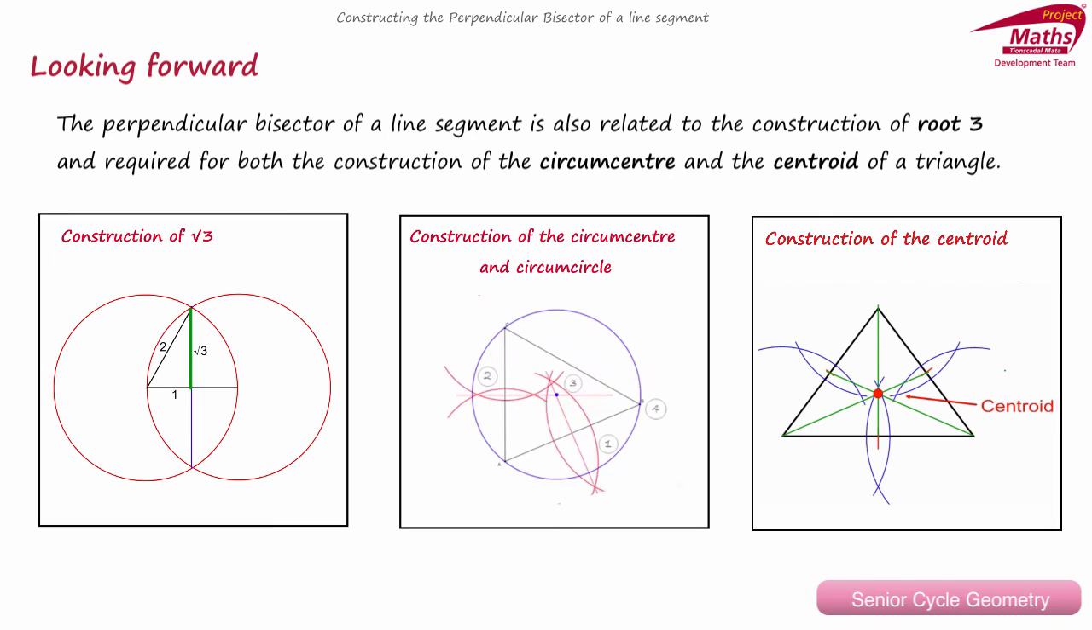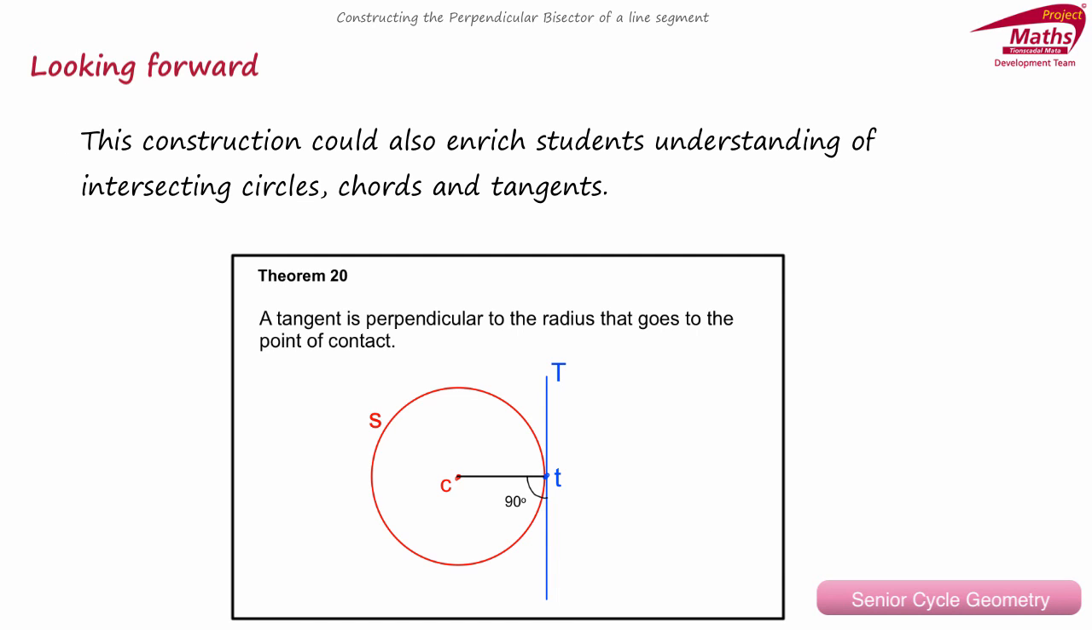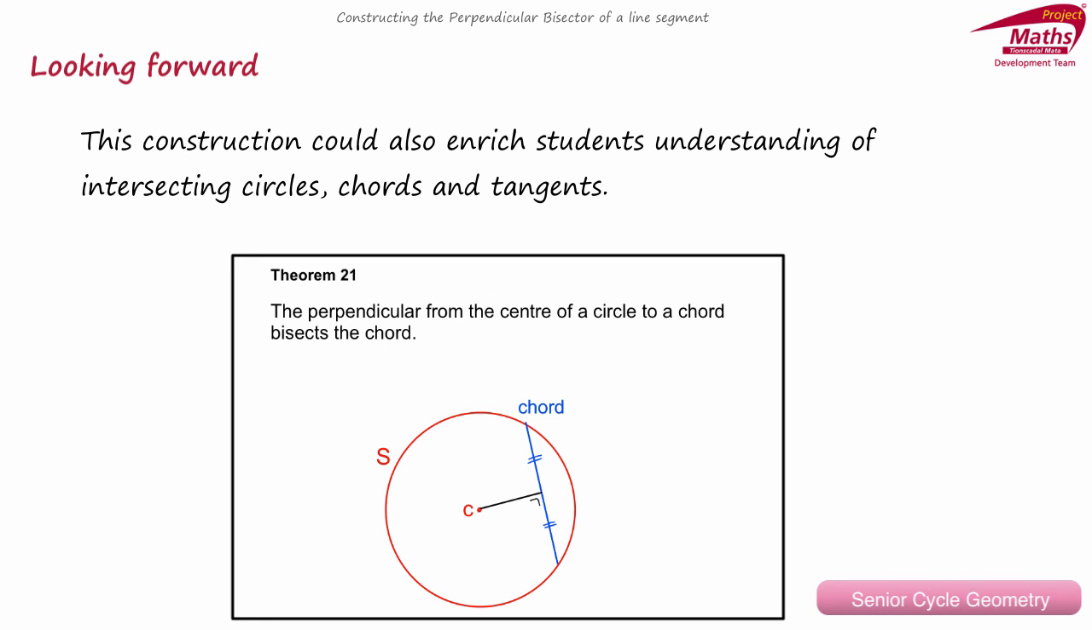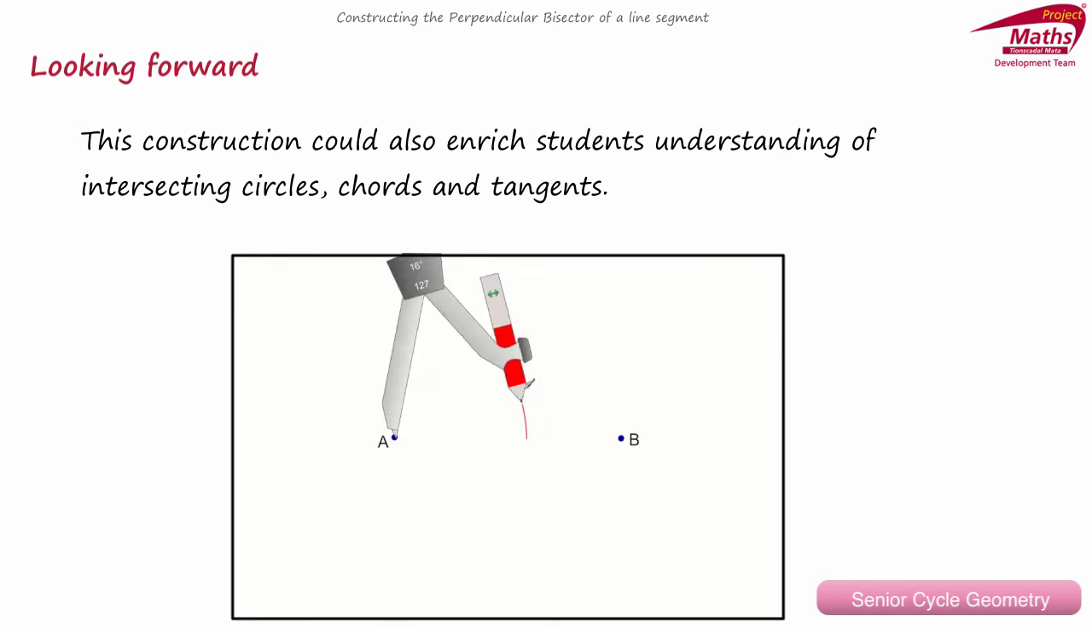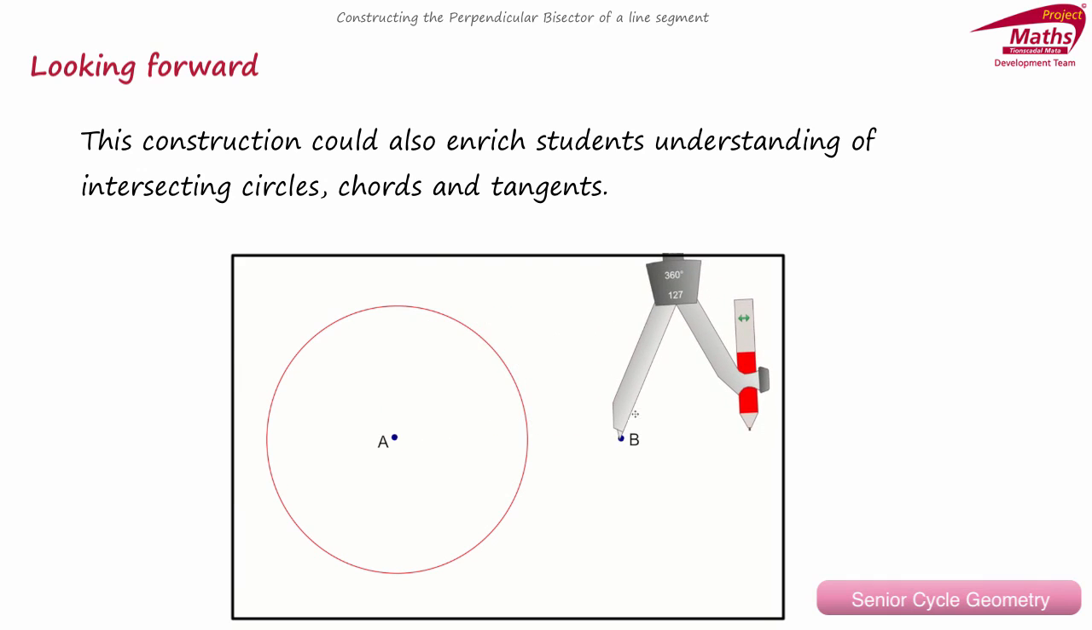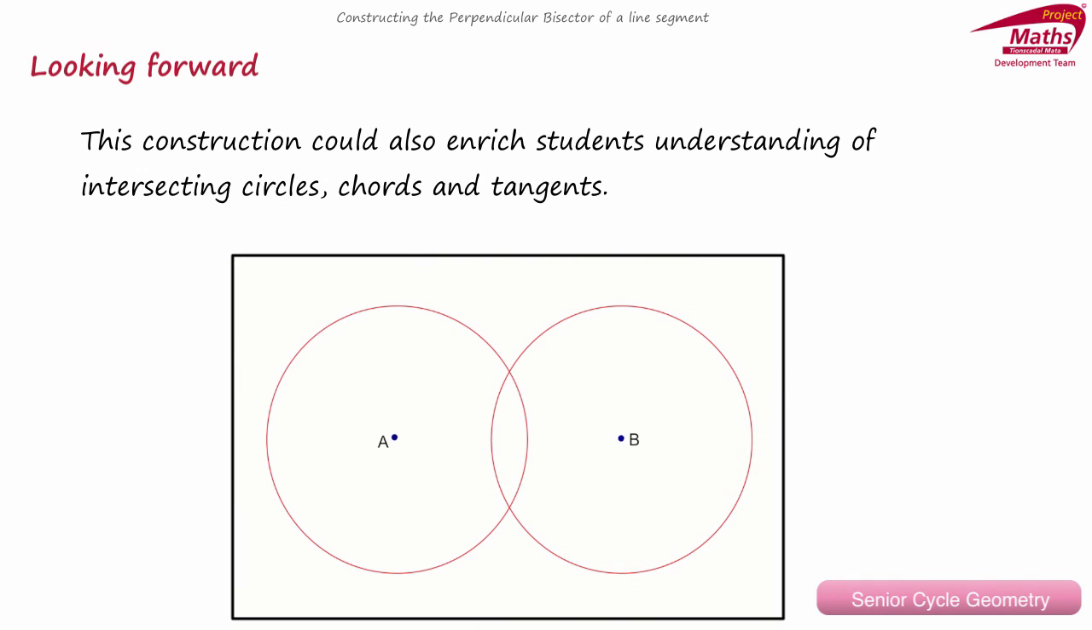This construction has also many implications for senior cycle geometry. Here we see that it's related to the construction of root 3 and required for both the construction of the circumcenter and centroid of a triangle. This construction could also enrich students' understanding of intersecting circles, chords, and tangents. This would be important for senior cycle geometry and coordinate geometry.